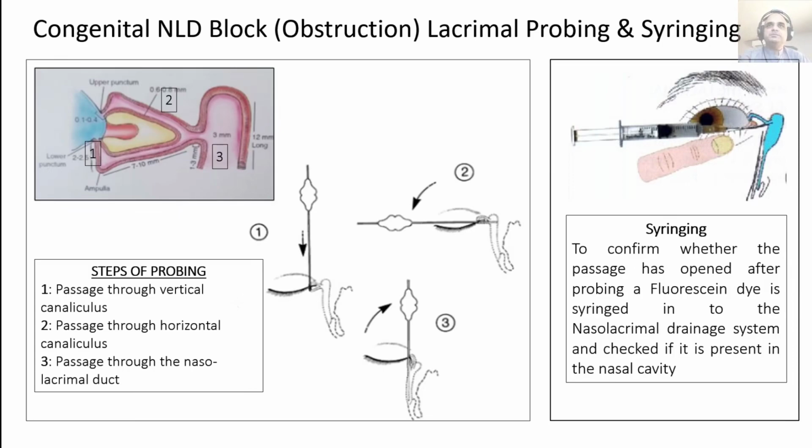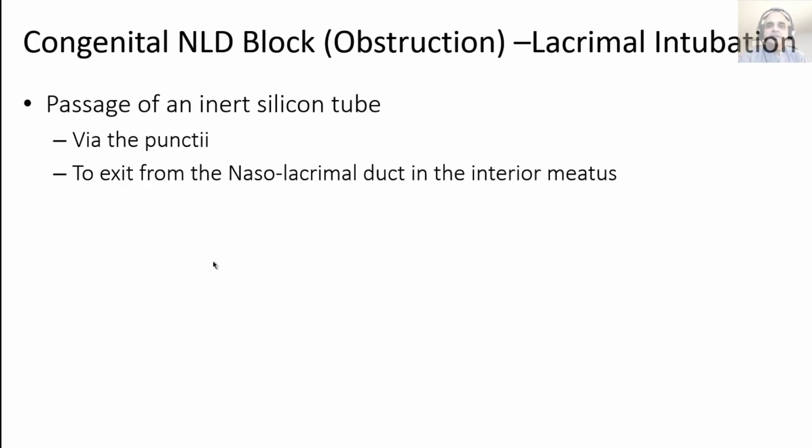open or not. If this doesn't work twice, at 12 months and then at 18 months, you do something called lacrimal intubation, which is very similar to probing, but rather than just putting a probe in, we put a probe in which is followed by 2 silicone tubes. And these silicone tubes remain in the nasolacrimal system for quite a bit of time so as to provide a passage through which tears can escape.